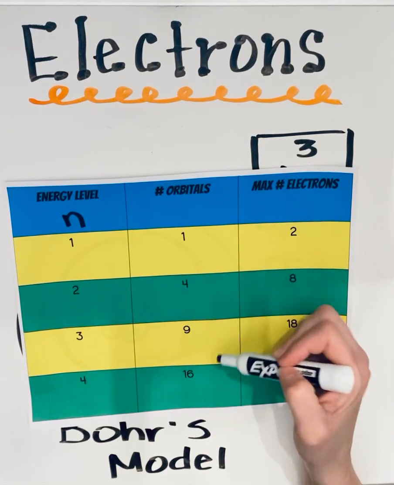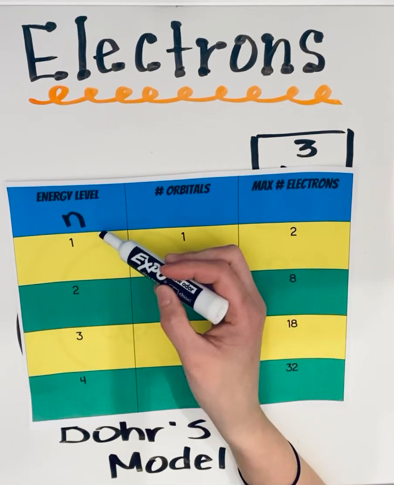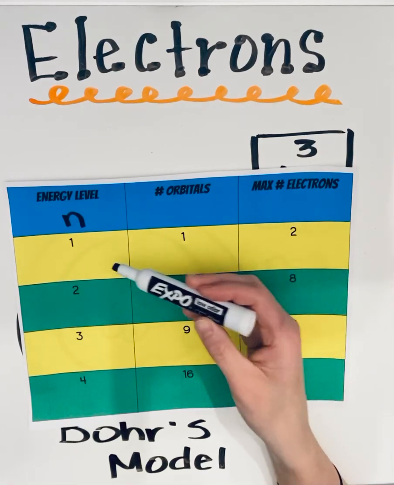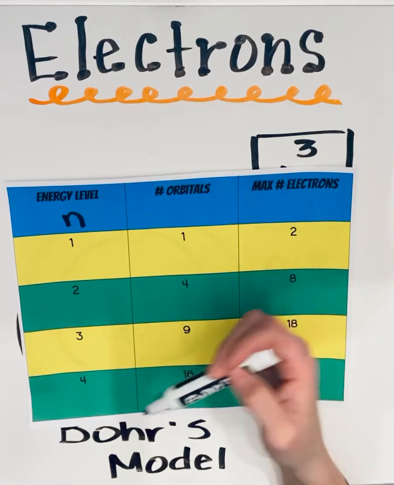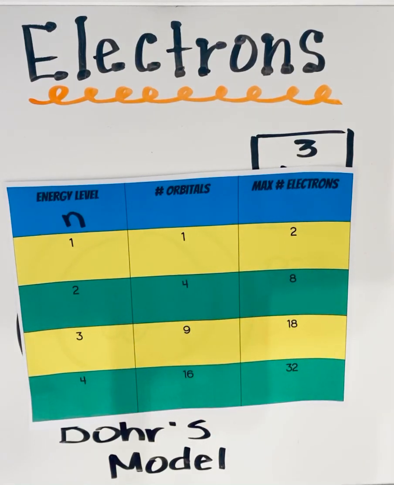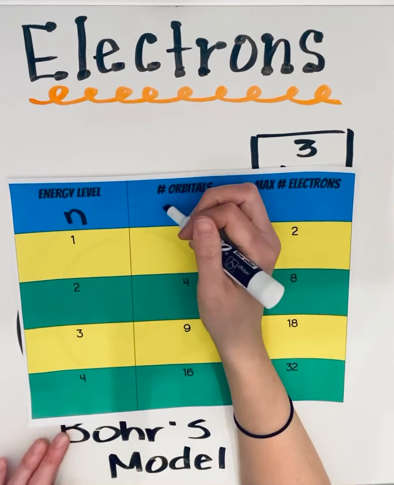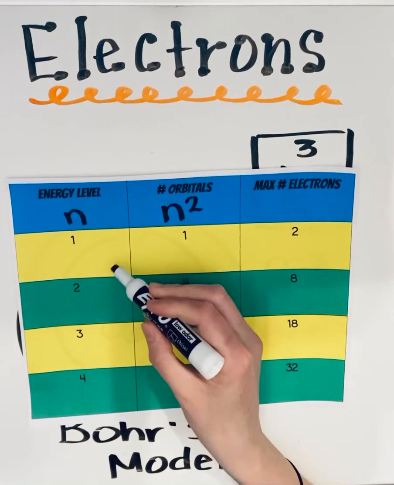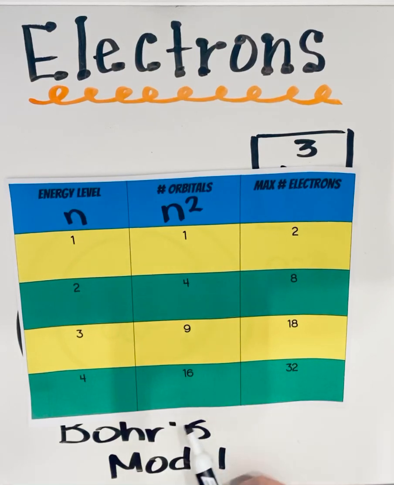So each one of these rooms or orbitals, to figure out how many rooms can fit on each floor, there's a simple little mathematical formula we can apply here. So how do we get from 1 to 1? How do we get from 2 to 4? From 3 to 9? From 4 to 16? There's a pattern. So the number of rooms that are on each floor is just n squared. And hopefully you were able to see that, right? 1 times 1 is 1. 2 times 2 is 4. 3 times 3 is 9. And 4 times 4 is 16.